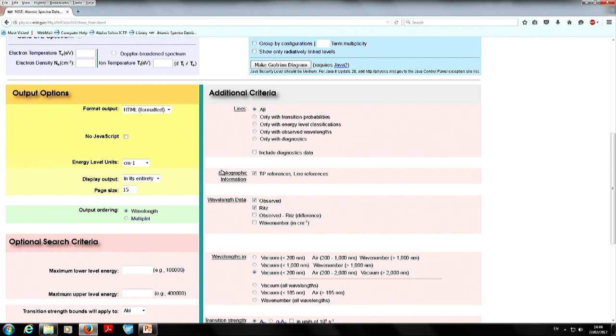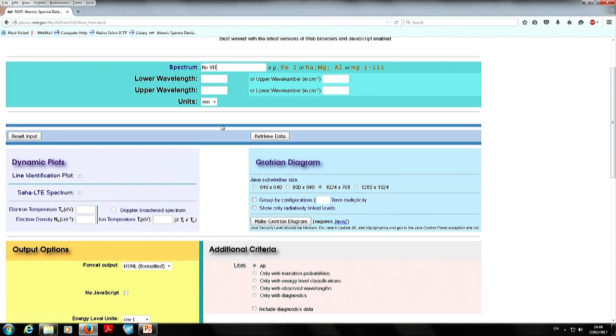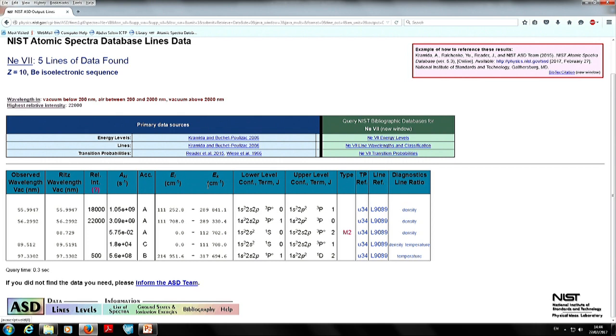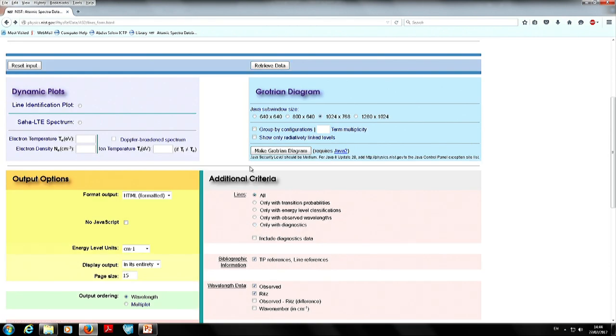We also have some tools that allow you to do diagnostics. So for instance, let's look at, I think it would be something like neon 7. Let's see. Yeah, so this is an example of how this database can be directly used for diagnostics of low density plasma, because these calculated results that are there for diagnostics were calculated with Chianti code, which is astrophysical code. So in this case, well, let's go one step back.